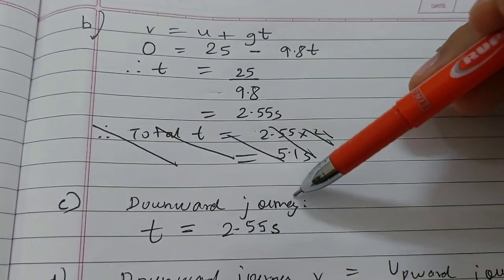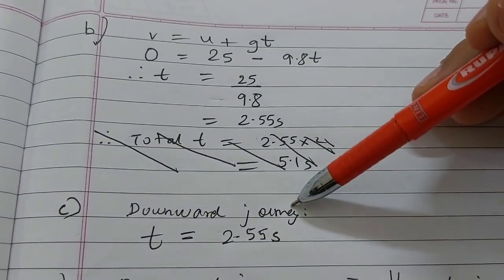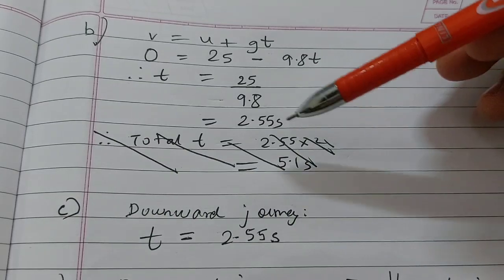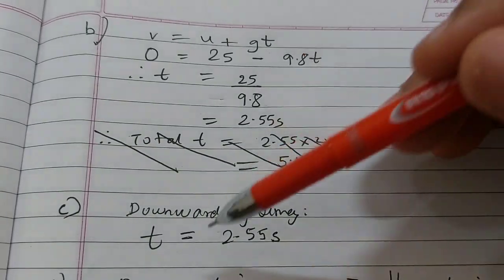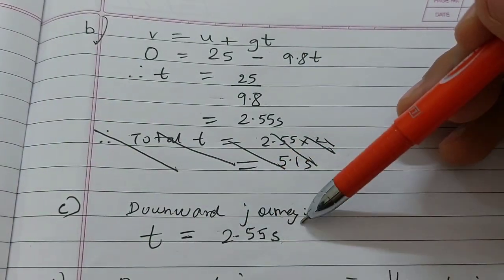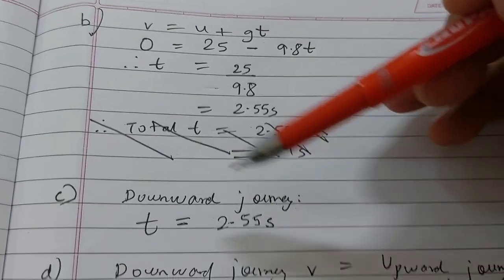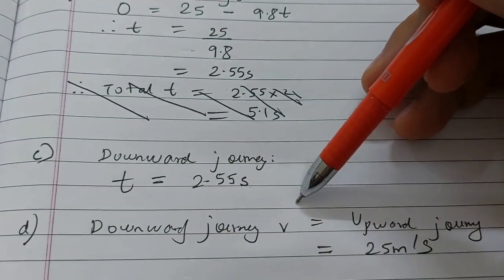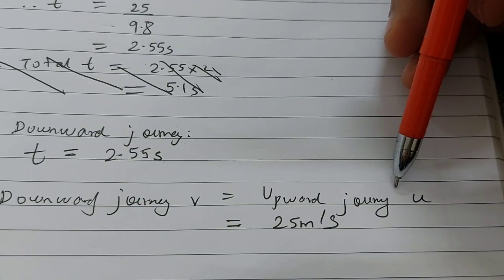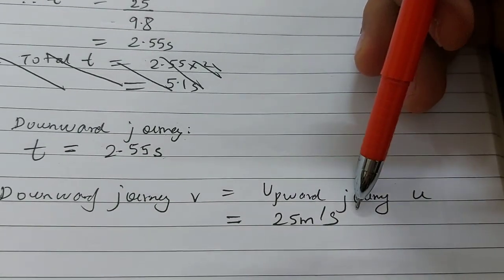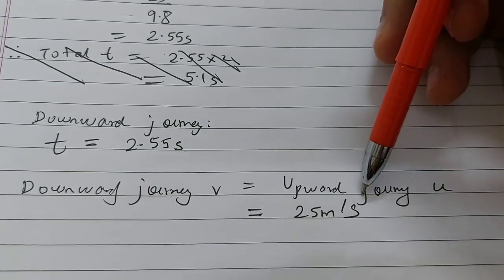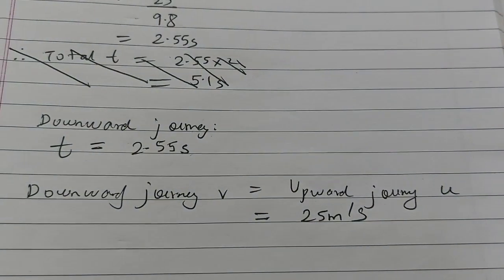Next, they want the downward journey time. How much time does it take for it to come back down? Well, it's symmetrical, upward journey and downward journey. So the downward journey time will be the same, 2.55 seconds, no need to calculate. Not only that, the final velocity in the downward journey will be exactly equal to the velocity with which it was thrown upward. So it will be 25 meters per second. Again, no need to calculate that. Of course, here we are assuming that there is no air resistance.